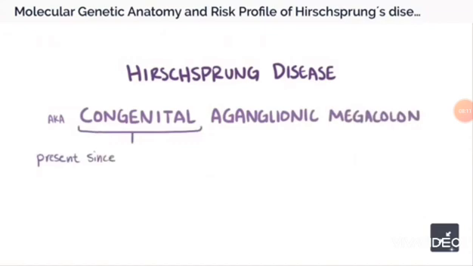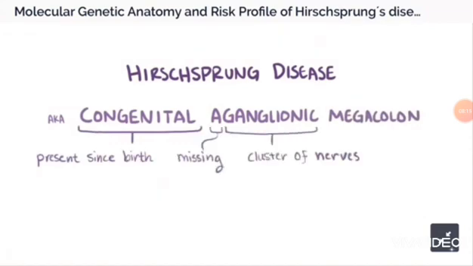Hirschsprung's is a disease that's present since birth, in which a ganglion, or a cluster of nerves, is missing, which ultimately leads to a blocked colon, causing it to enlarge.